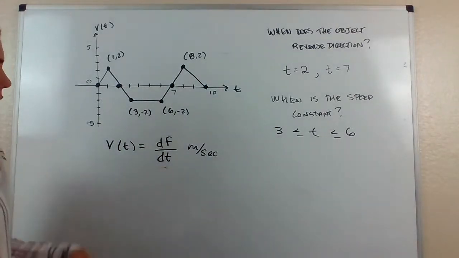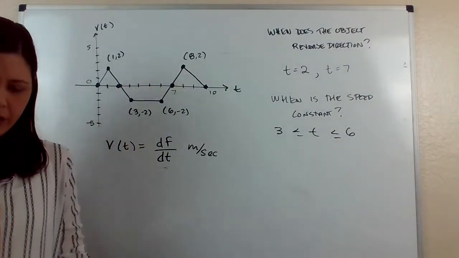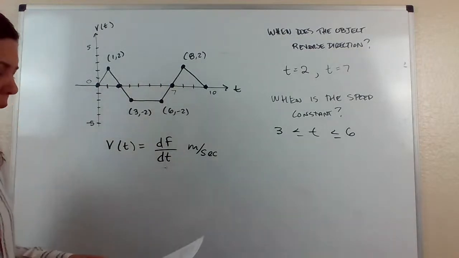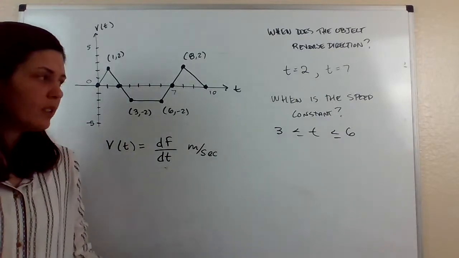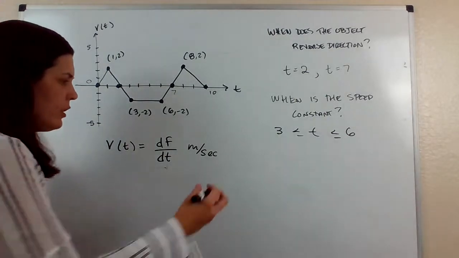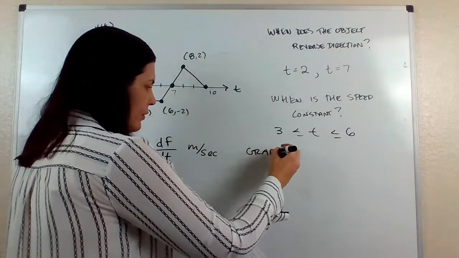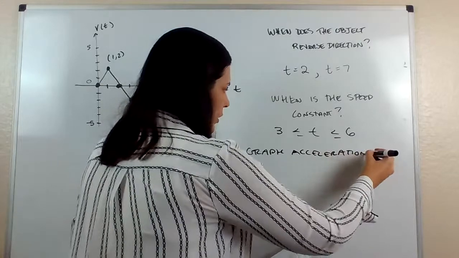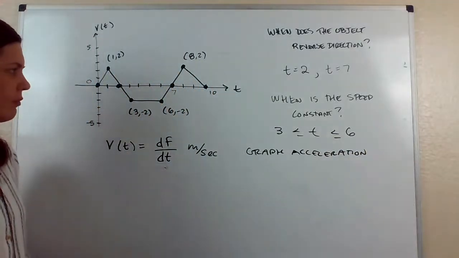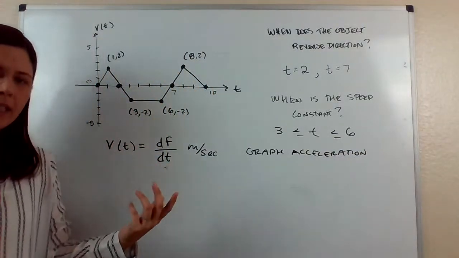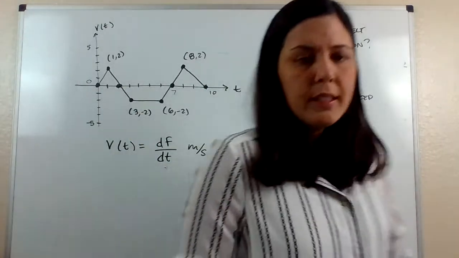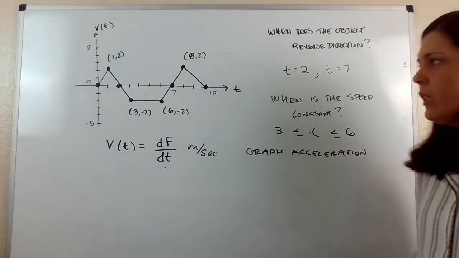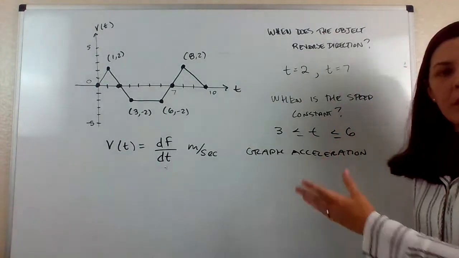All right, and so this is sort of just some of the things that you're going to think about here. I'm going to try to do one more thing with you. I want you to think about the acceleration. So let's extend this to the acceleration. Let's say graph the acceleration of this object. This is the velocity. How do I graph the acceleration? Well, the acceleration is the change, or the derivative, of the velocity. So if I think about that, I'll be able to graph it.